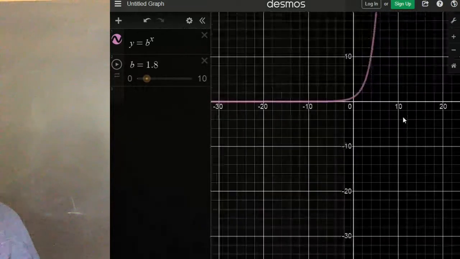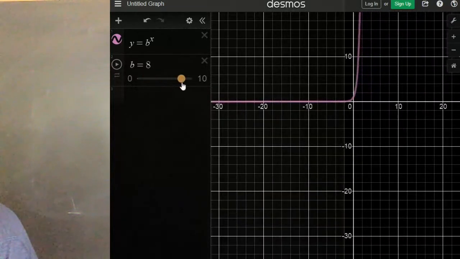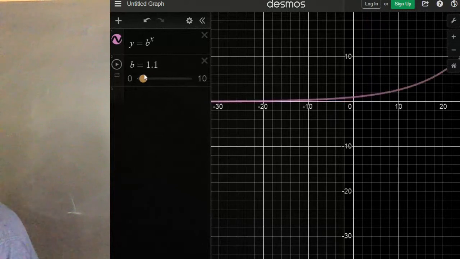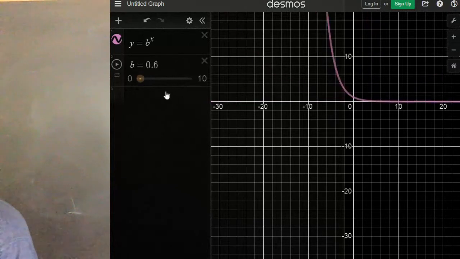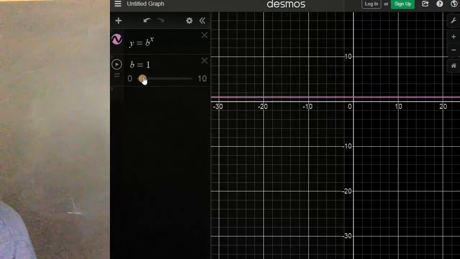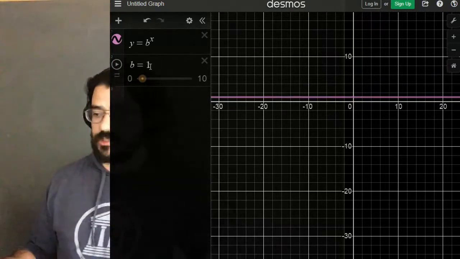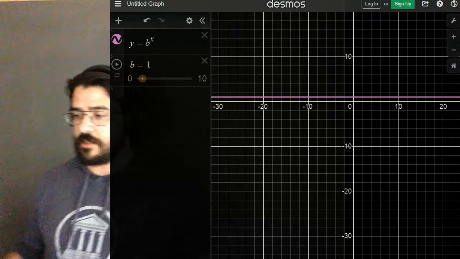And that's true for any exponential function that we look at, all the ones that are increasing and the ones that are decreasing as well, right? The only case when that's not true is if b were equal to 1, but we were saying that's not an exponential function, that's just a horizontal line. So that would be the only case when we don't pass the horizontal line test.